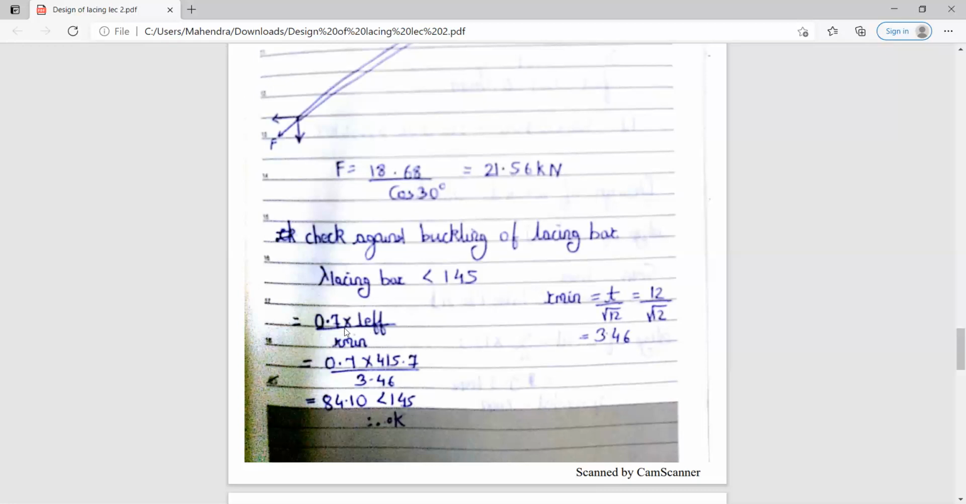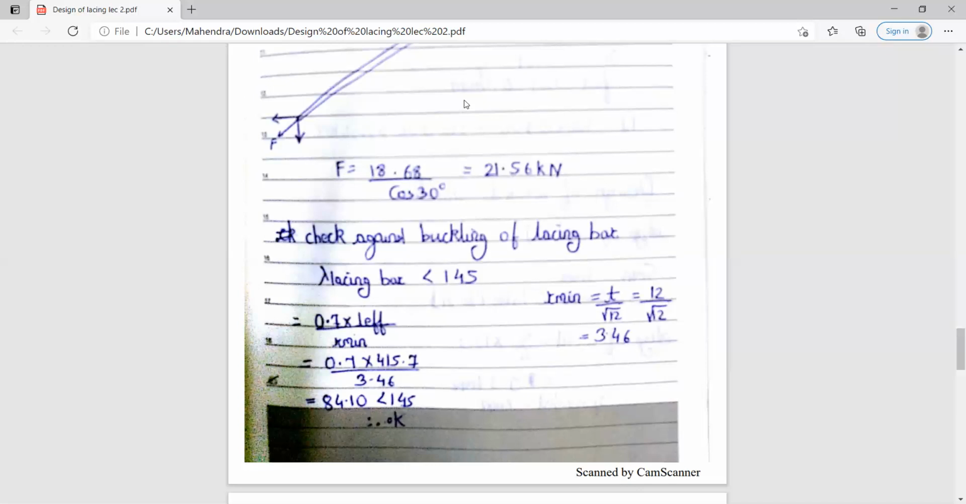Then you need to calculate the lambda for the lacing bar. So lambda for the lacing bar, again you have the formula, that is 0.7 into L effective upon r minimum. L effective you just calculated, that is 415.7, and r minimum is 3.46. So you get lambda for the lacing bar as 84.10. It is less than 145 according to your IS code. So this check is okay over here.